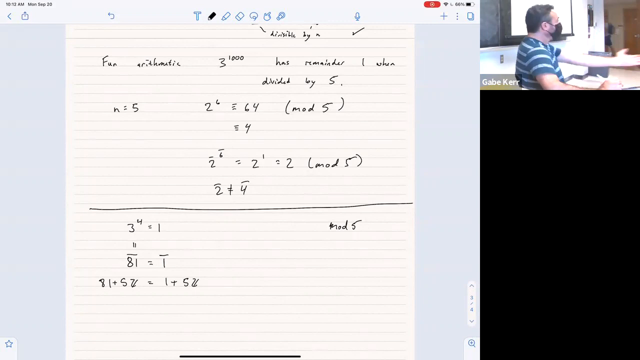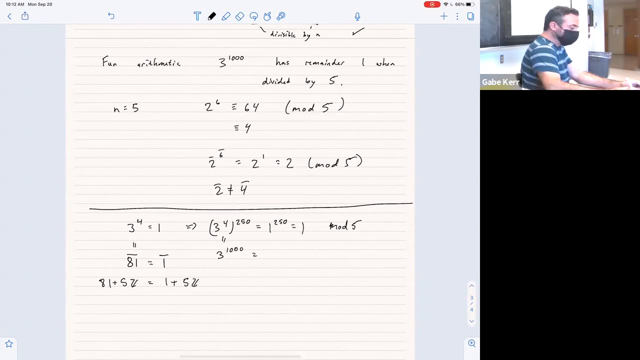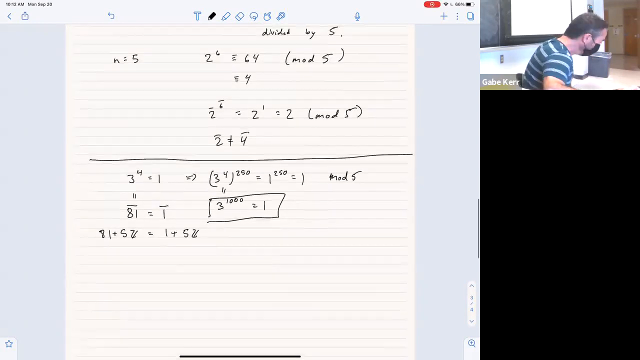So now I've got 3 to the 4th is equal to 1. But now that means that we know 1 to anything is 1. It's 3 to 1,000. So you don't want to take 3 to the 1,000. That'll take way too long. I don't know. Please don't do that.